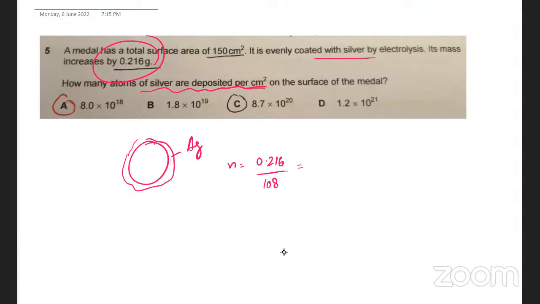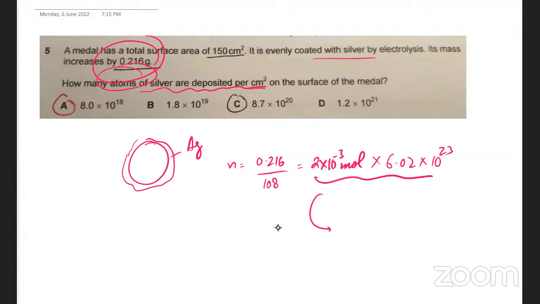So how many moles is that? 2 into 10 raised to the power minus 3. So that's 2 into 10 to the minus 3 moles. The next thing is he's asking for the atoms of silver, right? So how do you figure out the atoms? That's multiplied by Avogadro's constant, 10 to the power 23. What do we get for this? 1.204 into 10 raised to the power 21.